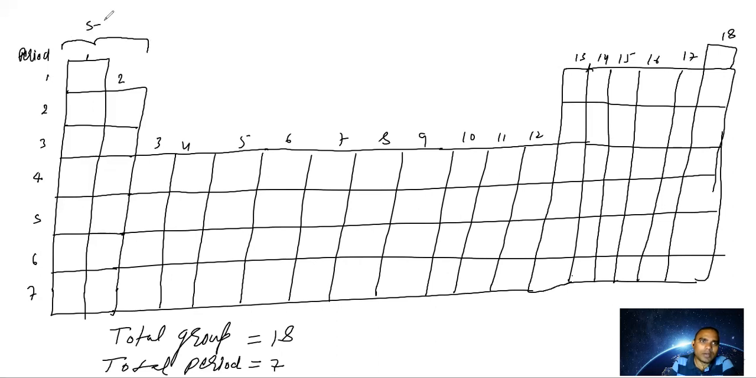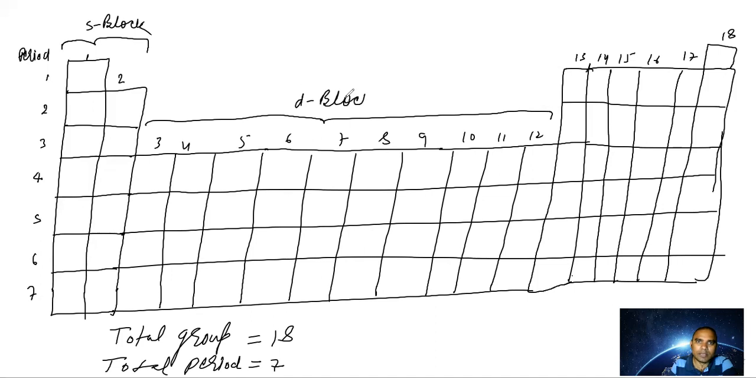Groups 1 and 2 are known as the S block. The 10 groups in between are known as the D block. And these are going to be the P block. So if we talk about the S block, how many groups are there? You need to keep in mind 2 groups. D block, how many groups? 10 groups. P block, how many groups? That is going to be 6 groups. The F block is on the downside, which we will draw next class.